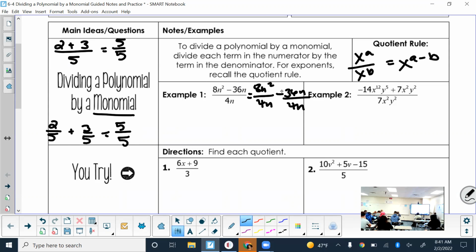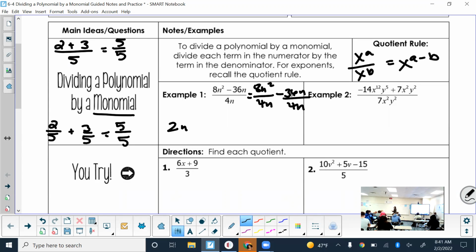All right, so this is the equivalent of writing it smushed together. Everyone with me so far? And then writing it like this ensures that we're dividing each numerator by the denominator. Coefficients, the numbers in front, you treat normally. What's 8 divided by 4? Good. And then the variables of the same base, you use that quotient rule. So what's n squared divided by n? N, good.